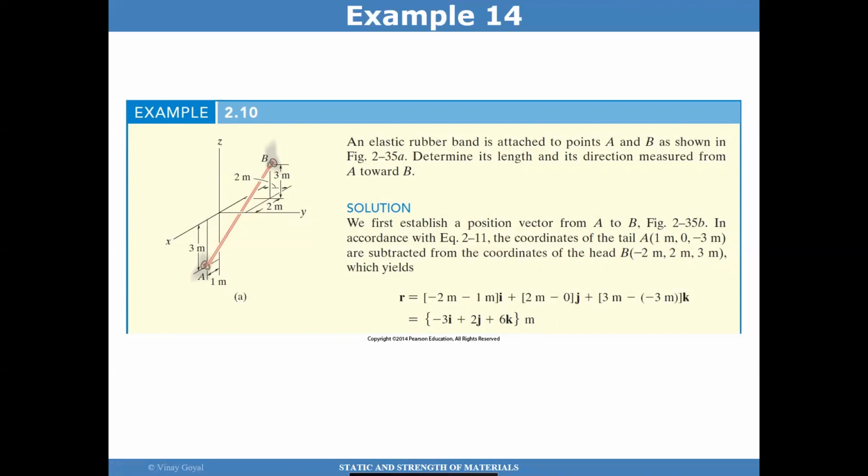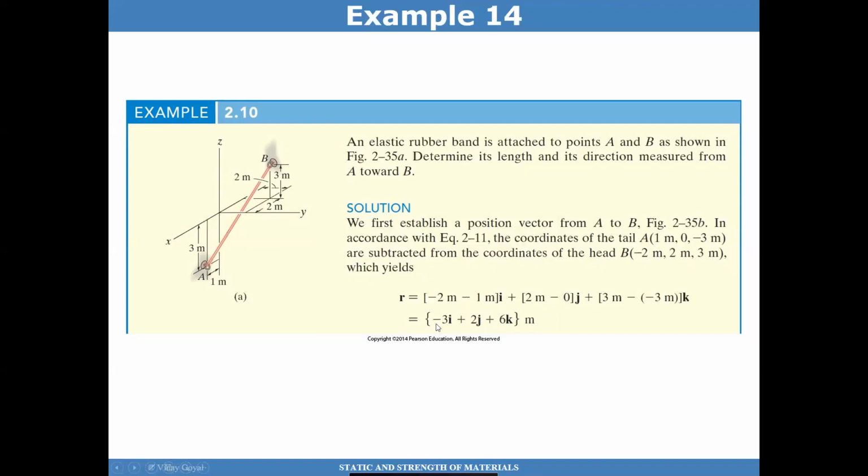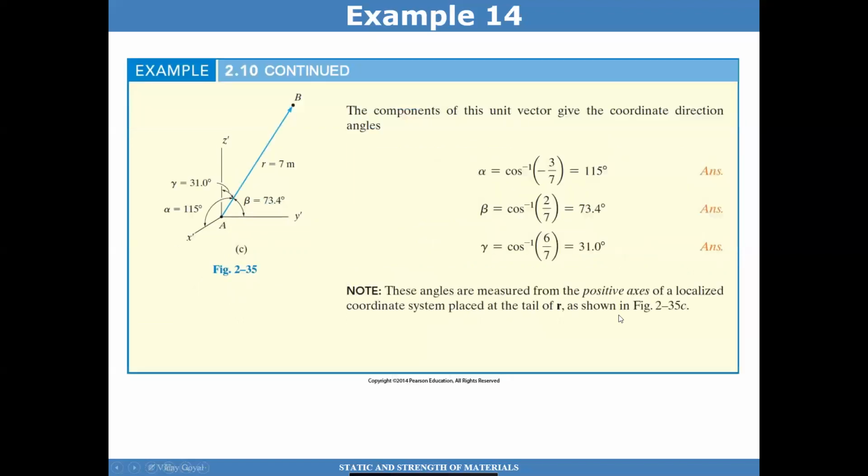Okay. And so if I'm pointing from A to B, start with this one, subtract this one. And then you can find a unit vector very quickly by taking the 7 meters and taking r hat divided by 7 meters. That'll give you the unit vector you're looking for. And then you can find the angles using the direction cosines.